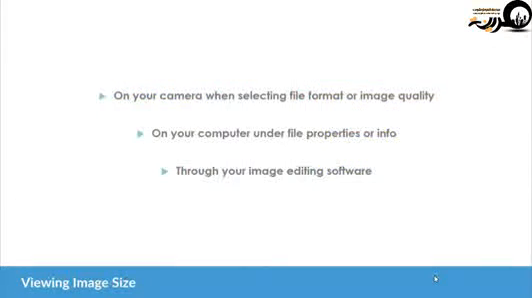So on your camera, when you're selecting your file format or image quality, this is where you'll find the resolution of your camera. You can also check it at a later stage on your computer under the file properties or info. So when you upload your photograph onto your computer, you will be able to check out the properties. If you're using Windows, you can right click on the file and you'll see the resolution there, or if you're using a Mac, it's simply in the info of the file. It's a lot easier to find on a Mac.